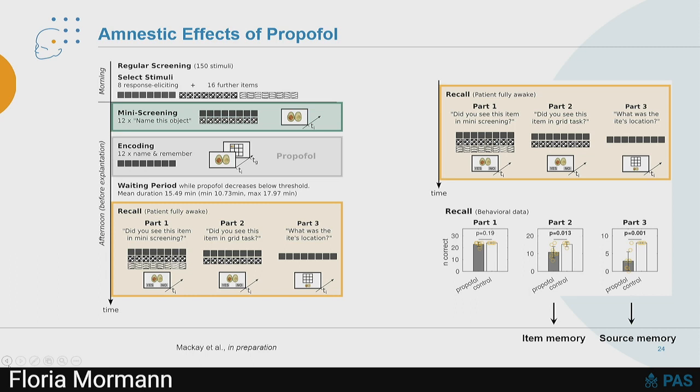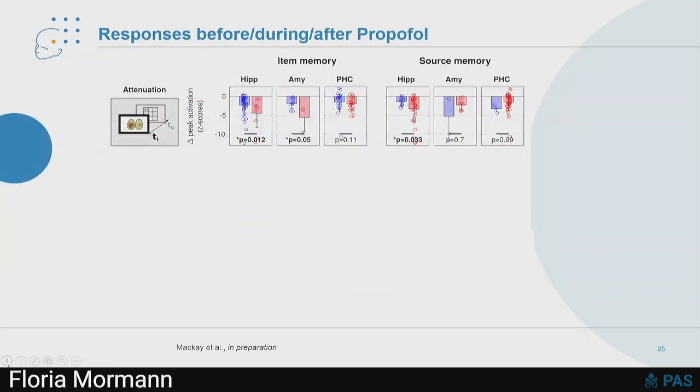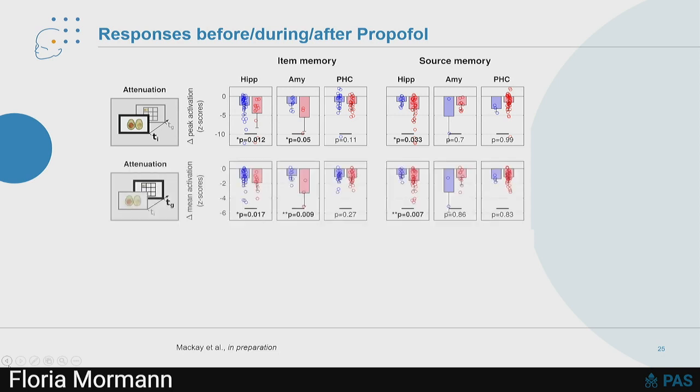Now we can compare the electrophysiological dynamics for remembered and forgotten stimuli, and this is what's shown here. Relative to the mini screen, to the baseline, we see the attenuation in firing. In this case, it's the peak firing rate when the image is shown during the propofol task. And we see that there's a significant item memory effect in hippocampus and amygdala that allows us to predict whether things will be remembered or not, but not in parahippocampal cortex. And for the source memory, for the stimuli where they actually remembered the position, we find the effect only in the hippocampus, which aligns well with the literature on hippocampus.